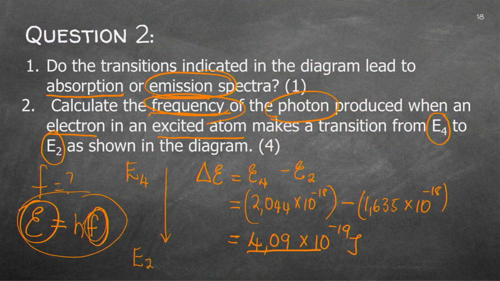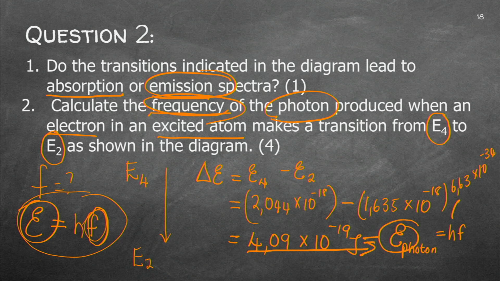I now have to take this energy, and I know this is now the energy of the photon, and I now have to find the frequency. You know what Planck's constant is? It will be 6.63 times 10 to the minus 34. You have this energy, it's the same as 4.09. Your frequency will thus be your energy of the photon over the Planck constant, and I got a value of 6.17 times 10 to the 14. And remember, I've got hertz as a unit.